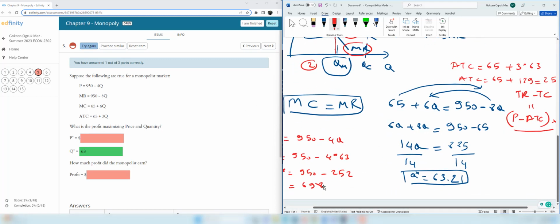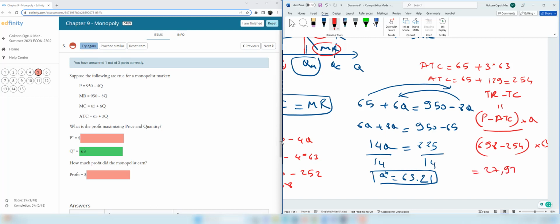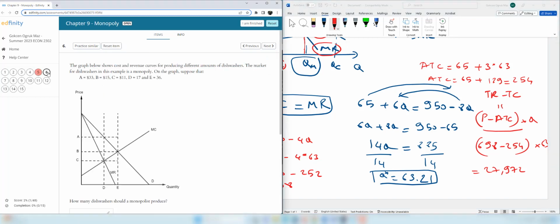So now I can calculate the profit. Price is 698, we just find it. 698 minus 254 times 63 is the profit. So let's calculate 698 minus 254 times 63, which is 27,972. This is how you are going to solve this question. Now next I want to solve question number 6.